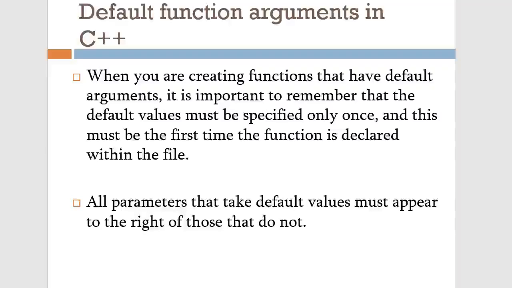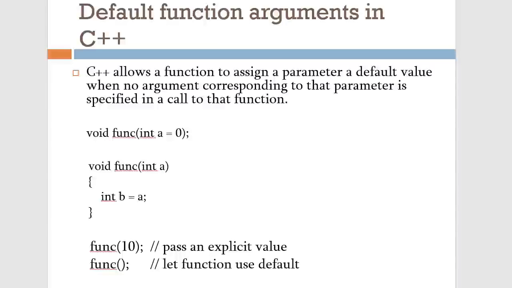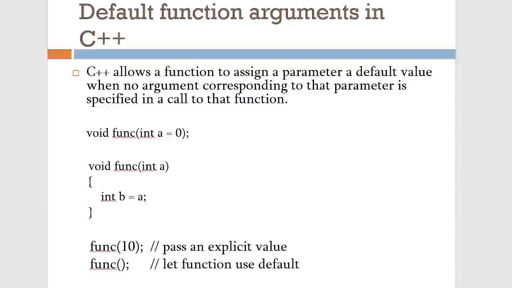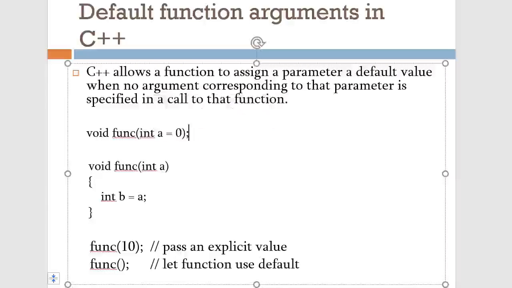Let's talk about some of the important points of default function arguments. When you are creating a function that has default arguments, it is important to remember that the default values must be specified only once, and this must be the first time the function is declared within the file. So this a equal to 0 assignment should happen either here or here. If this is the prototype declaration and this is a normal function which is not a member function, then the default function argument assignment must happen here.